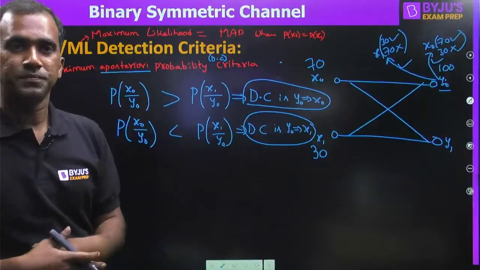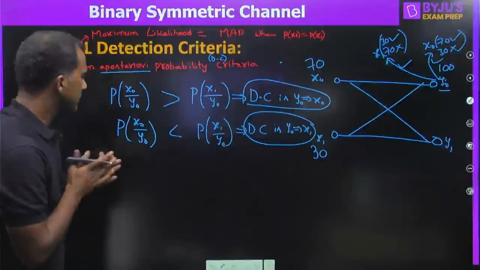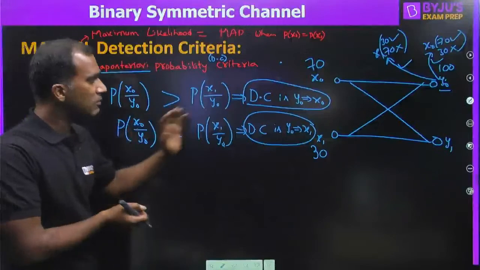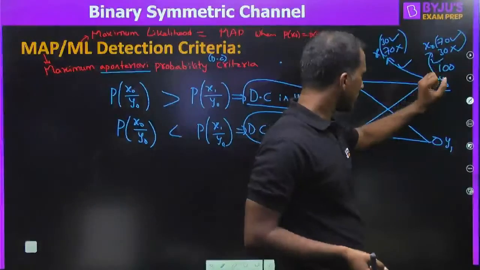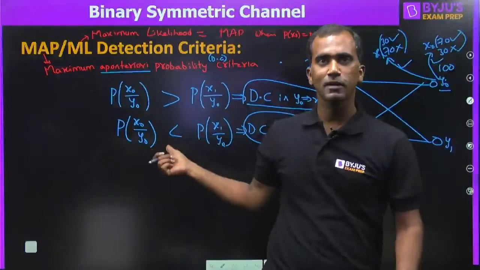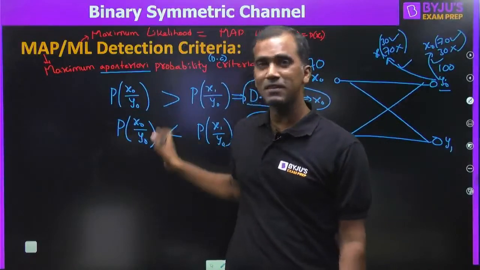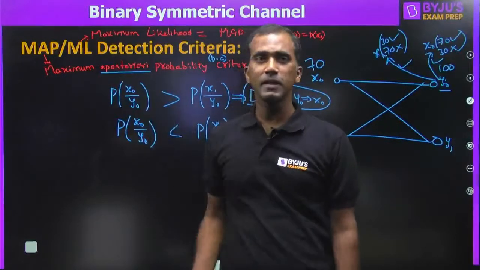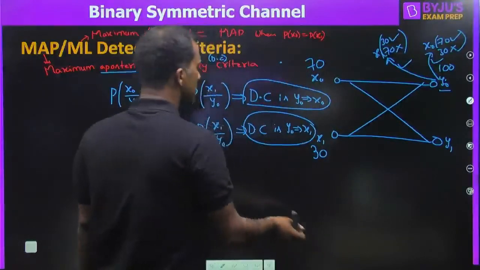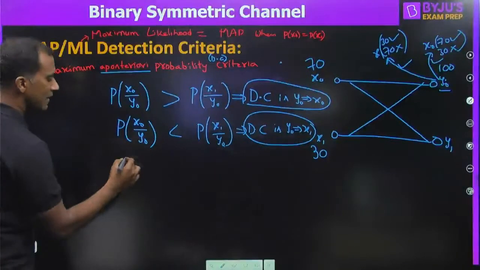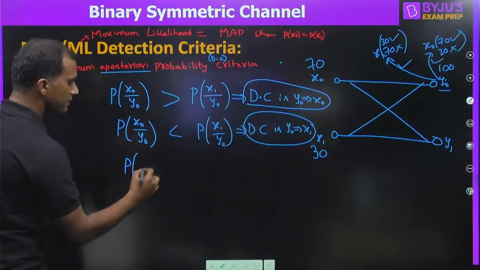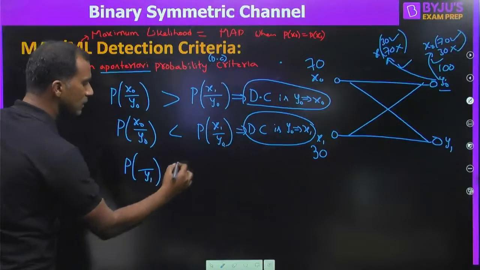Very good. Similarly, we have understood about y naught. By looking at y naught, how to make a decision, that we have written. And this is what we call the MAP criteria. Whatever conditions I have written here, this is what we call the MAP criteria. Next, in the same way, let us talk about y1.